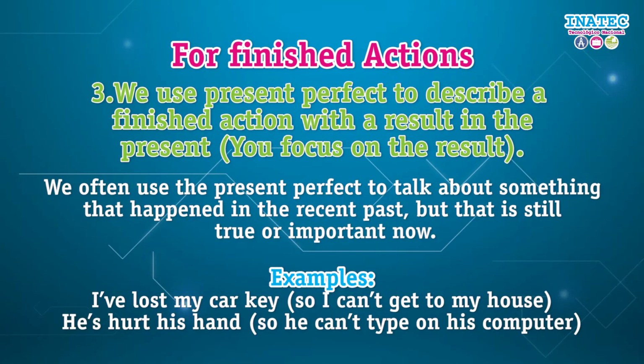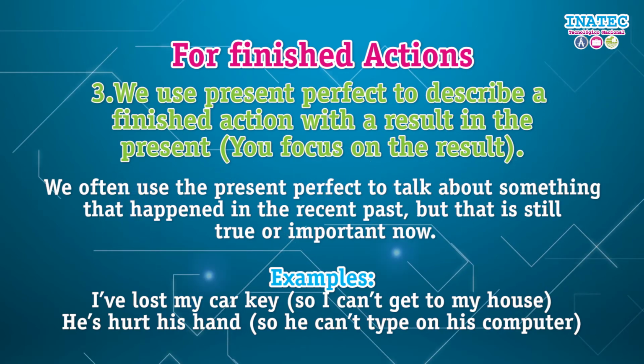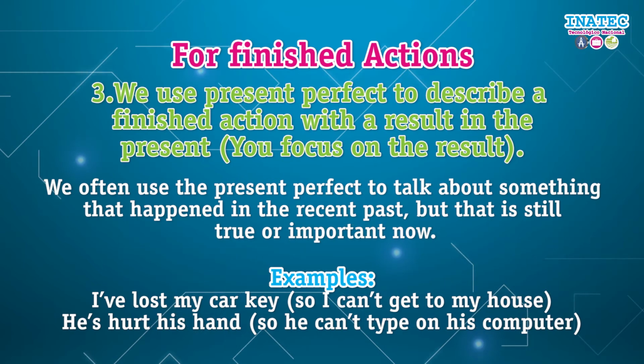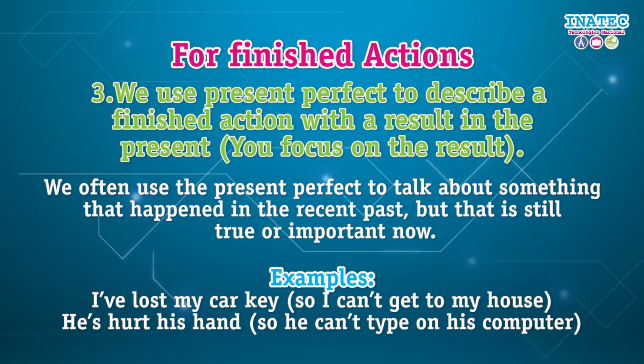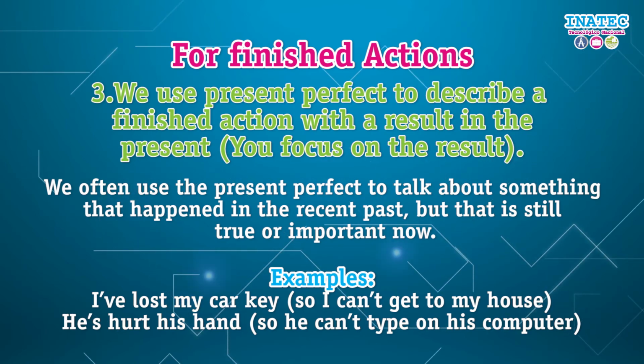3. We use present perfect to describe a finished action with the result in the present. You focus on the result. We often use the present perfect to talk about something that happened in the recent past, but that is still true or important now. Examples: I've lost my car key, so I can't get into my car. He's hurt his hand, so he can't type on his computer.